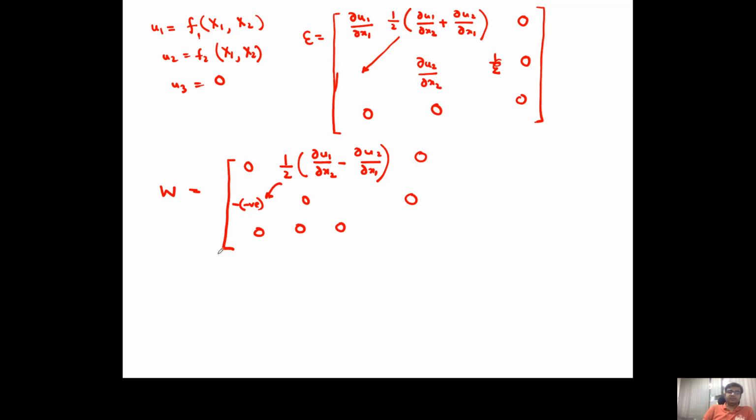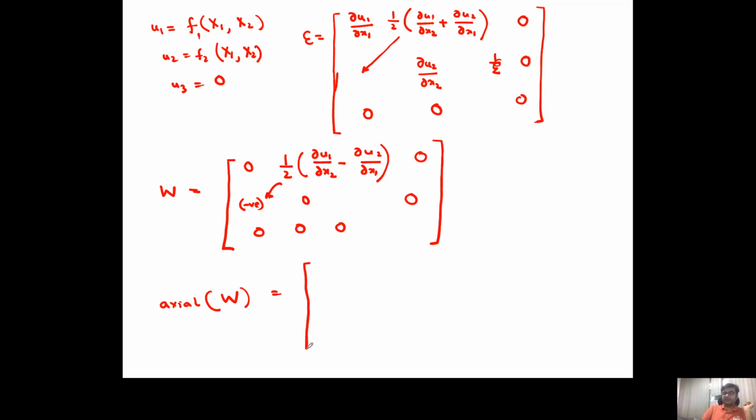Negative of the value. I mean, not negative of negative, only negative. So this is negative of what is in the 1, 2 location. So the 2, 1 will be negative of that. So this is my W matrix. So then what is axial of W?